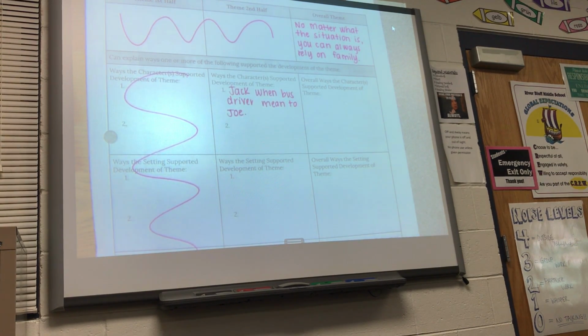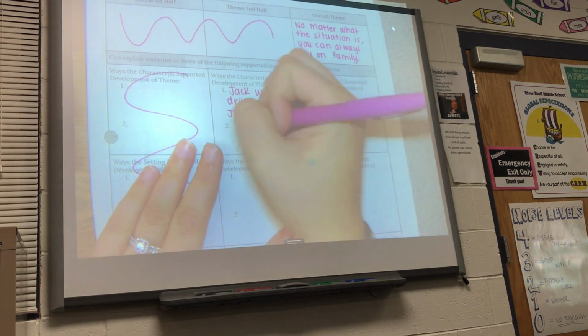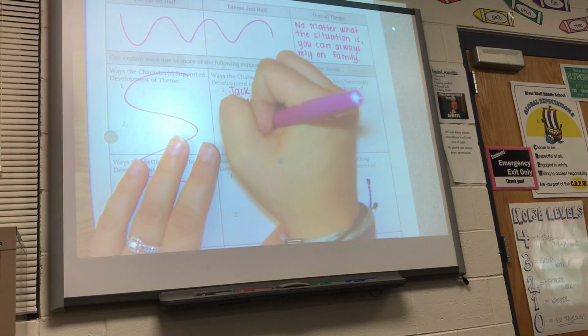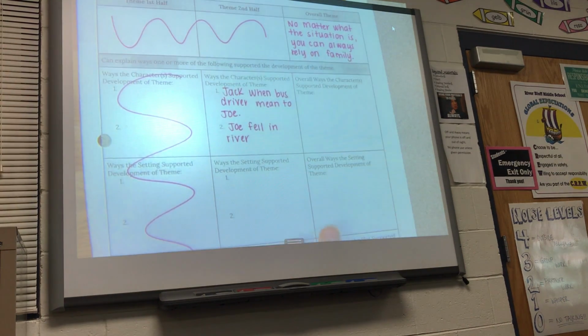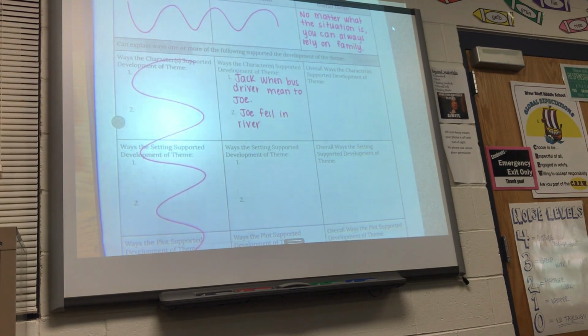Elizabeth? It's not a complete sentence. It's very minimal words just to get your point across. Okay? What's another way that the characters helped to develop that theme? Helped us to understand that no matter what the situation is, you can always rely on family. Mariah? When Joseph fell in the lake. Joe fell in river. Good. Any questions so far?